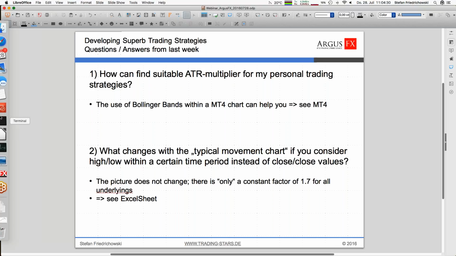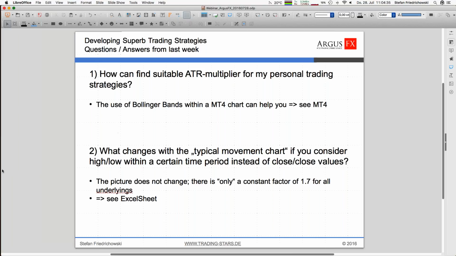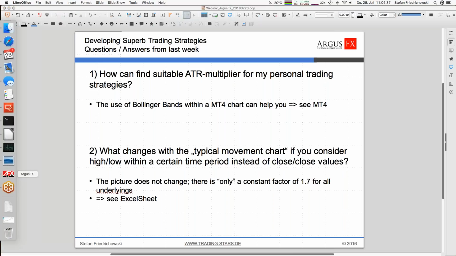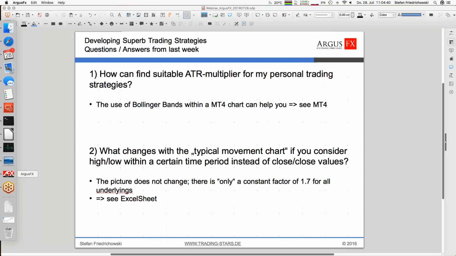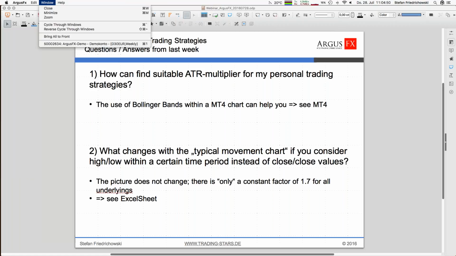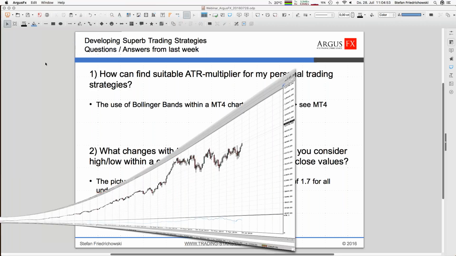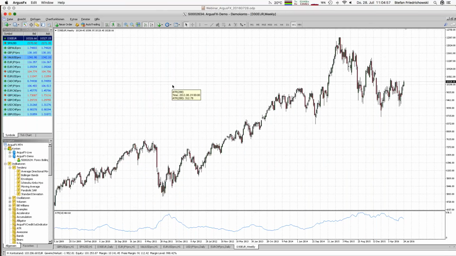And the way to go is to use so-called Bollinger Bands. Bollinger Bands are based on the ATR plus a moving average, and let's have a look at how that can work in order to get a certain multiplier.